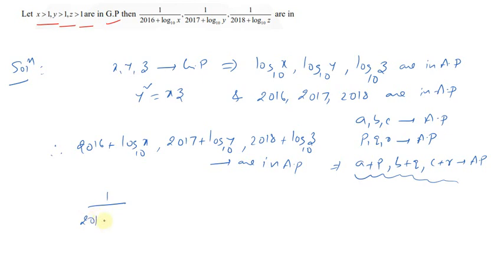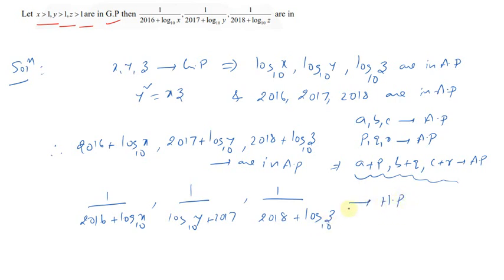1 by 2016 plus log x base 10, comma 1 by log y base 10 plus 2017, comma 1 by 2018 plus log z base 10 are in HP. Since these terms are in AP, reciprocals will be in HP. So your answer will be HP. Come to the next question.